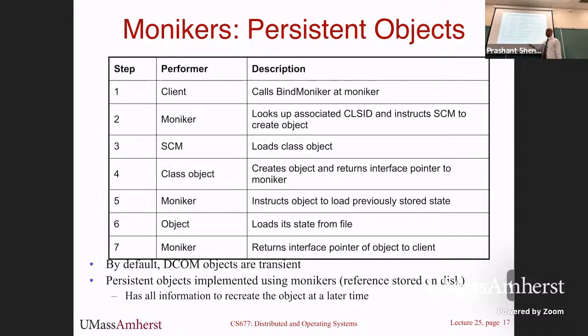Then you make a request, because now you have recreated the object and its state from the service control manager. So you have persistent objects similar to what EJBs are. Okay, so that's the equivalent. Monikers are the equivalent of Enterprise Java Beans in the Java world.